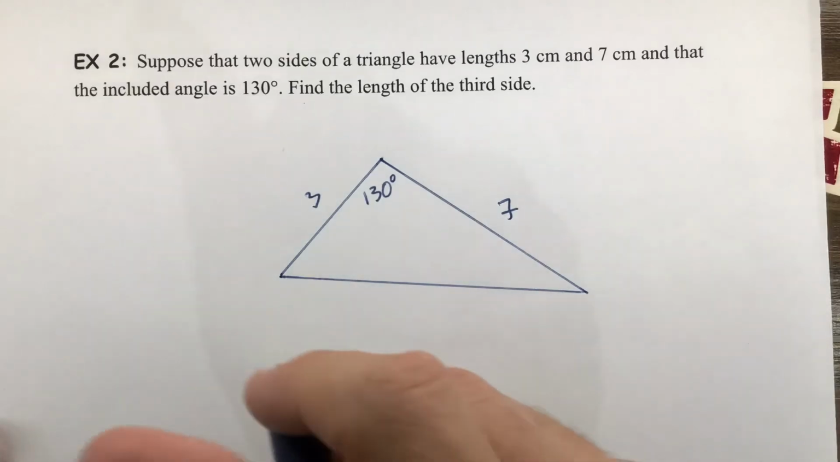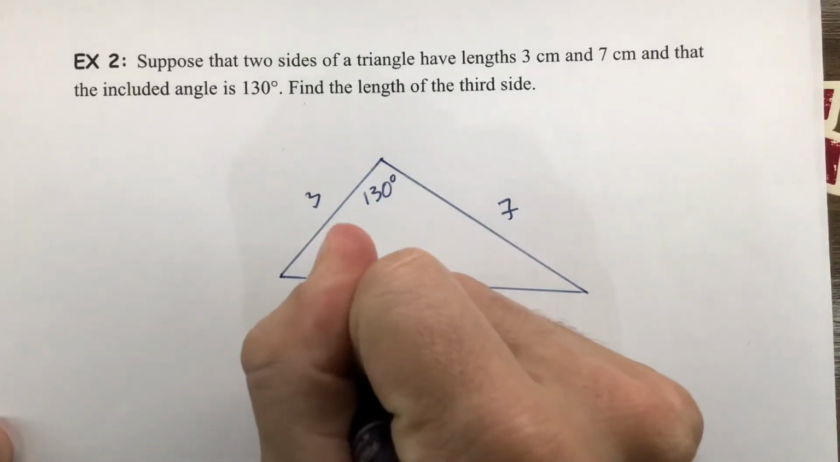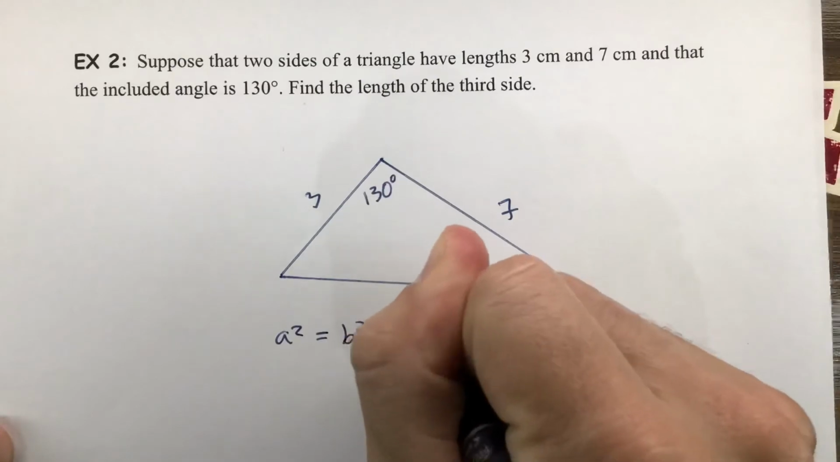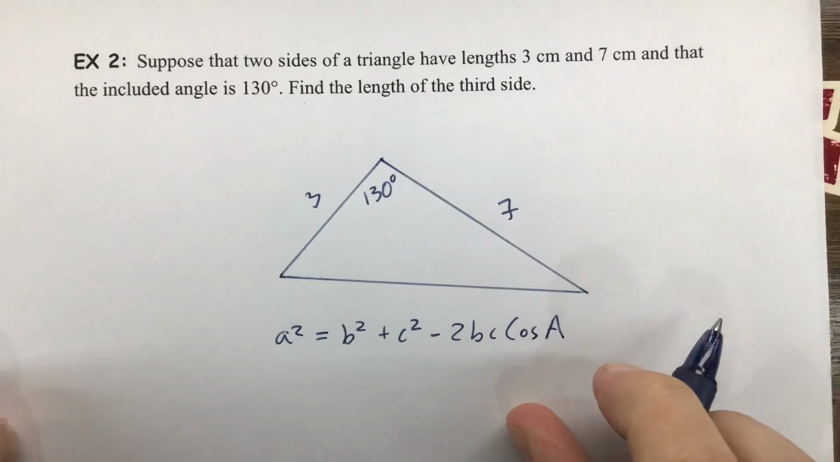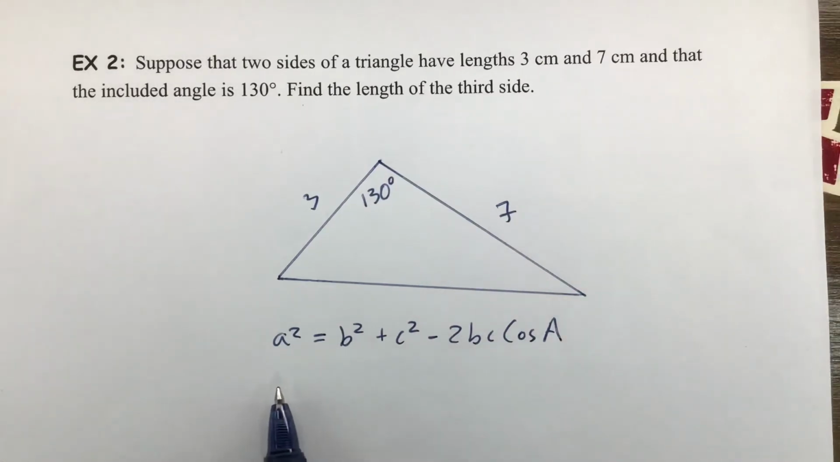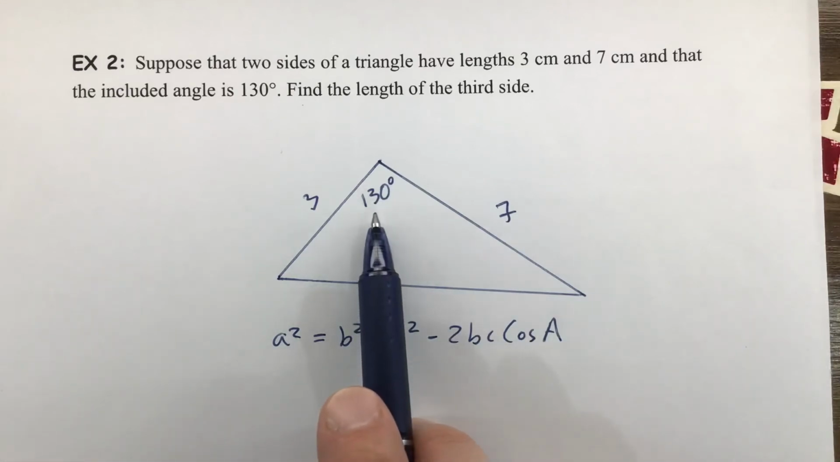Now remember our template is a squared is equal to b squared plus c squared minus 2bc cosine A. And the letters are just arbitrary. It's just trying to give you the relationship that little a and capital A are two things that are across from each other. Now, like I had mentioned in example 1, we didn't have both of those, so we were solving for an angle measurement. In this case, we actually do have an angle. We have the 130 degrees.